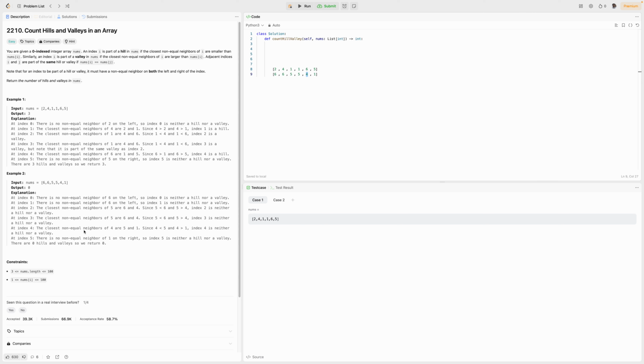Next, 4: the non-equal neighbors of 4 are 5 and 1. Okay. Yeah, I kind of get it. So we're looking for all the middle numbers being the highest or the lowest compared to the next adjacent numbers. So how do I want to solve this?